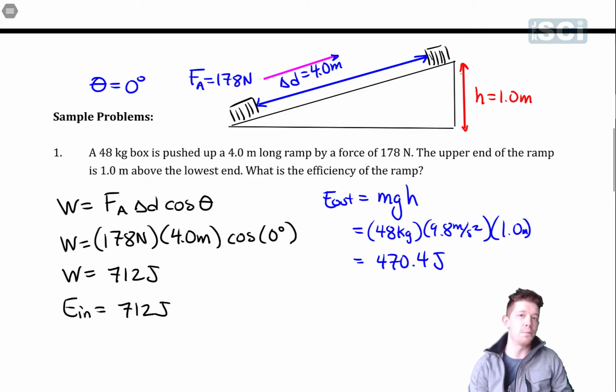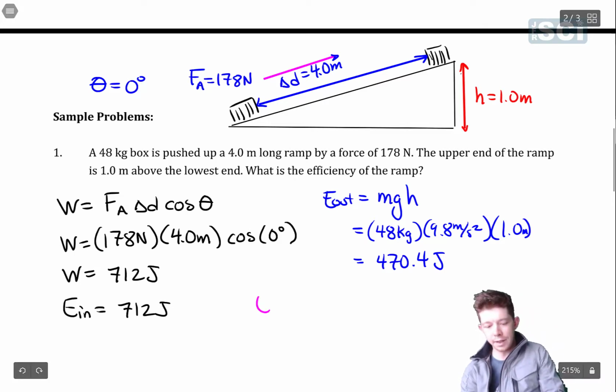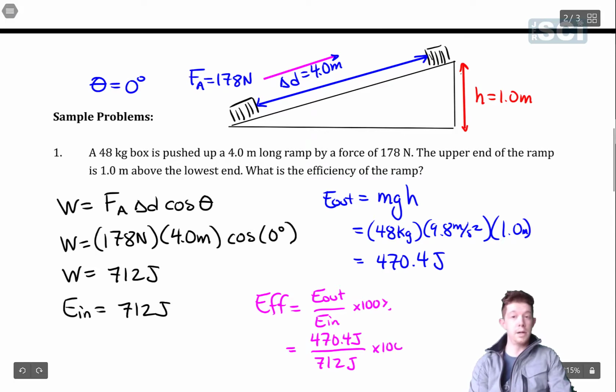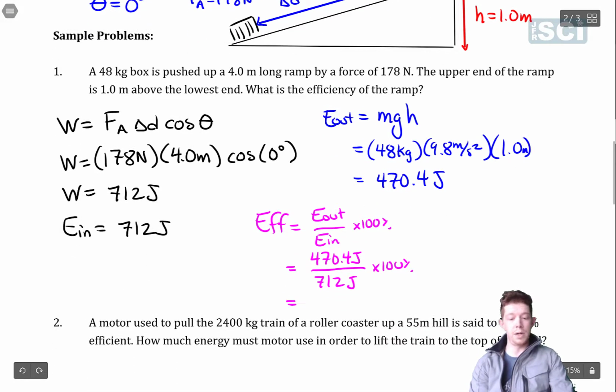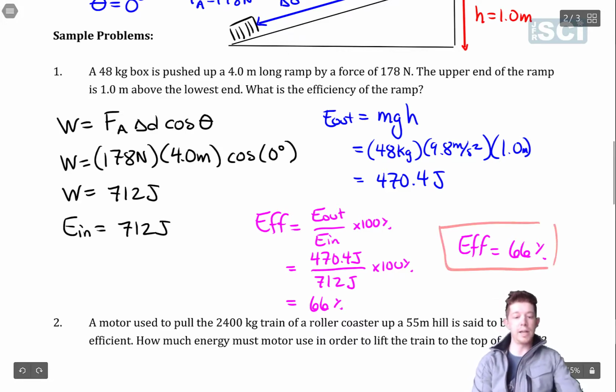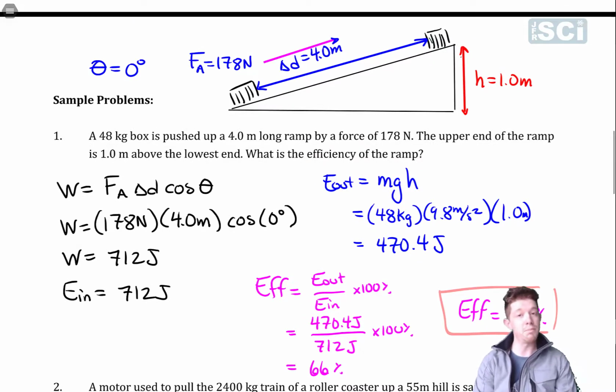So we can go ahead and calculate the efficiency. I can say the efficiency is the energy out of my system divided by the energy into the system multiplied by 100%. And if I put my output energy of 470.4 joules divided by my input energy of 712 joules, multiply that by 100%, I get a value of about 66%. So I know that my efficiency of our ramp right now is 66%. So that is an example of how I can determine the efficiency of our inclined plane.